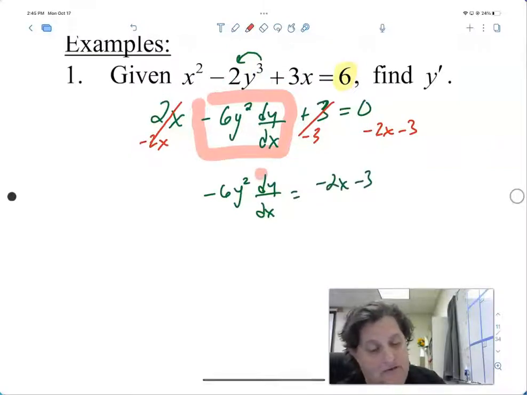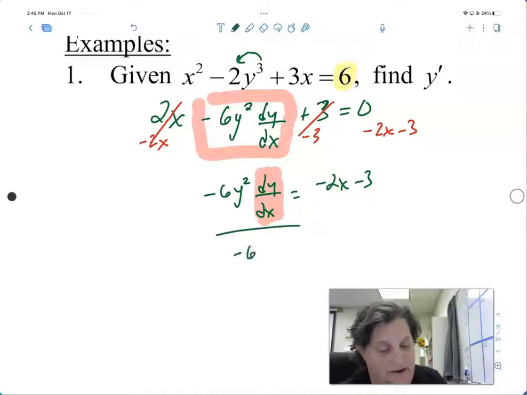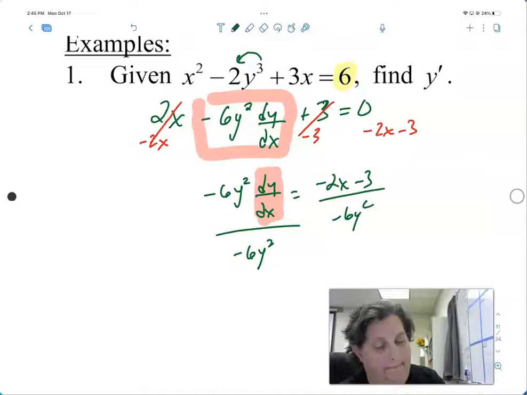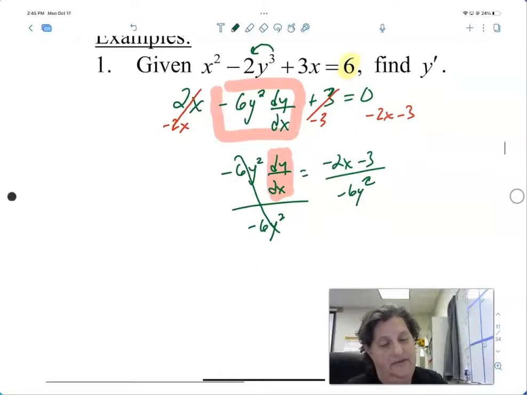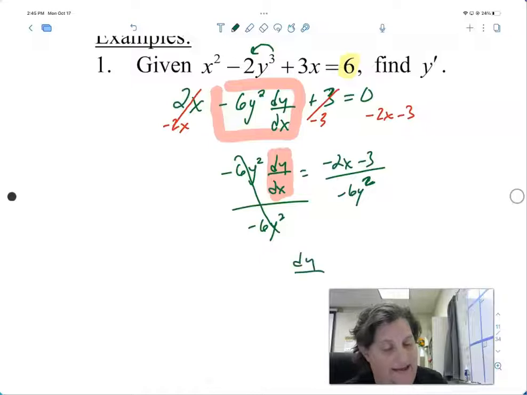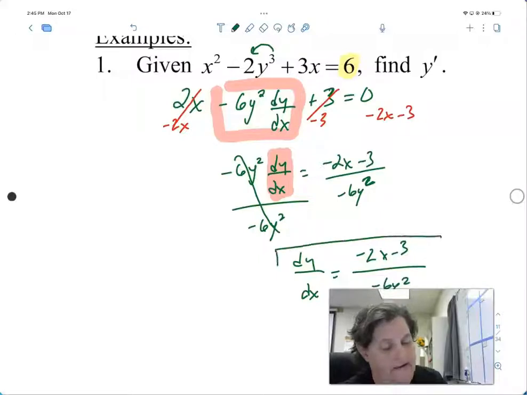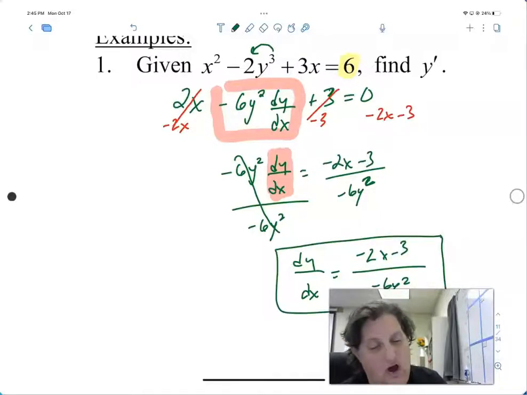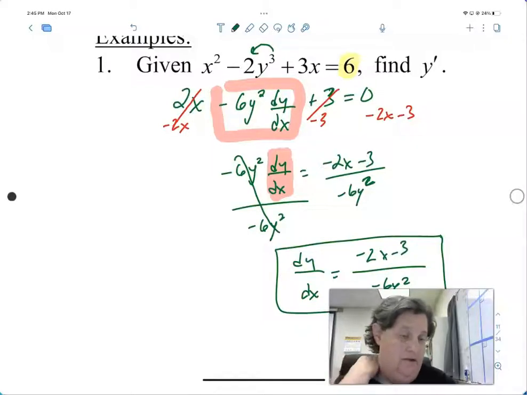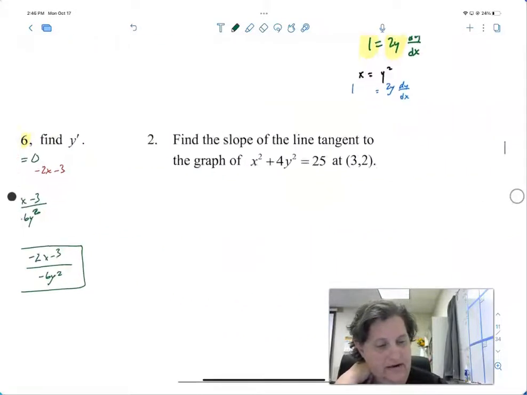And then I need to solve for dy dx. So how do I get dy dx by itself? Okay, I divide both sides by negative 6y squared to cancel that out. And this is my derivative, which I found implicitly, okay? Because I couldn't exactly solve for y on this. I mean, I kind of could. I could bring all the x's to one side and divide by 2 and cube root it, but that would be really awful. That is a really nice way to do that. All right? Great.